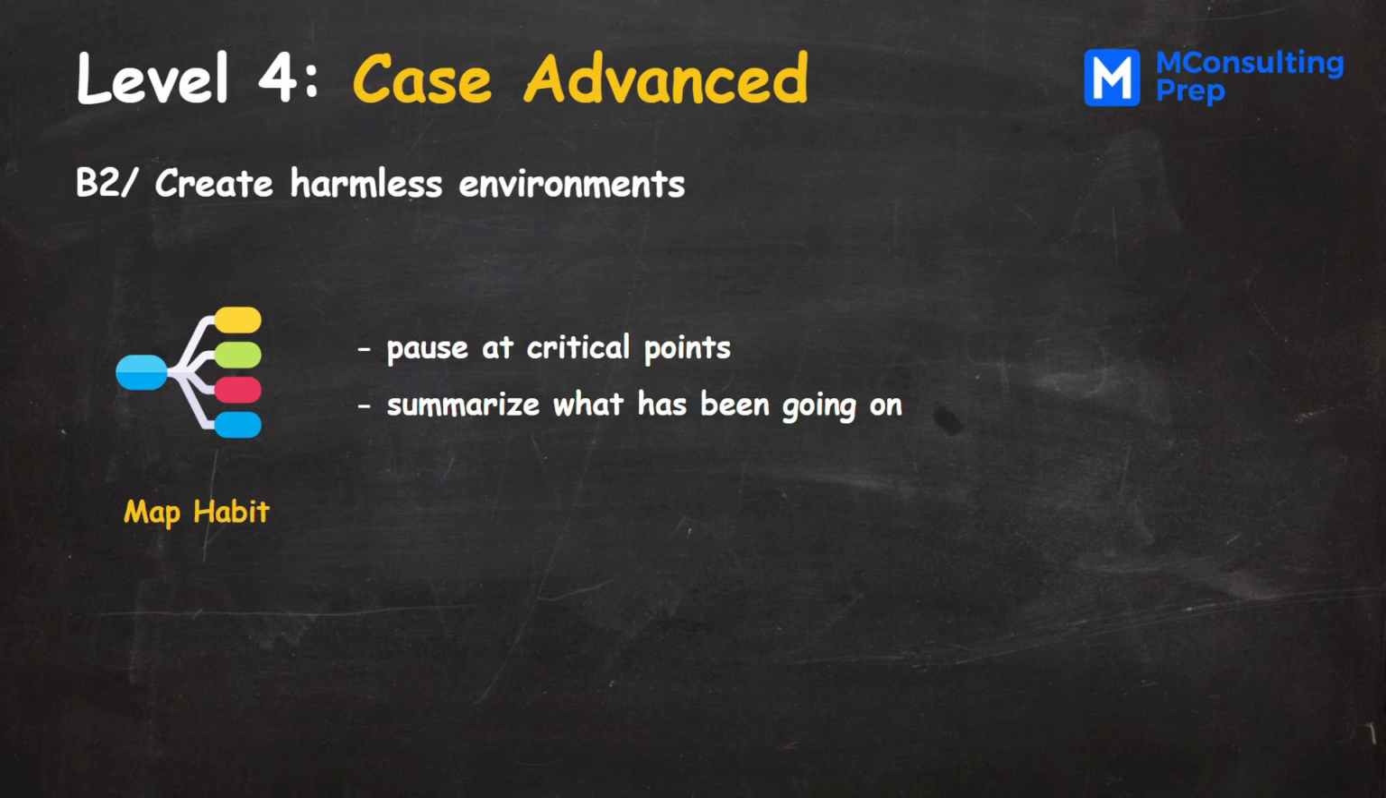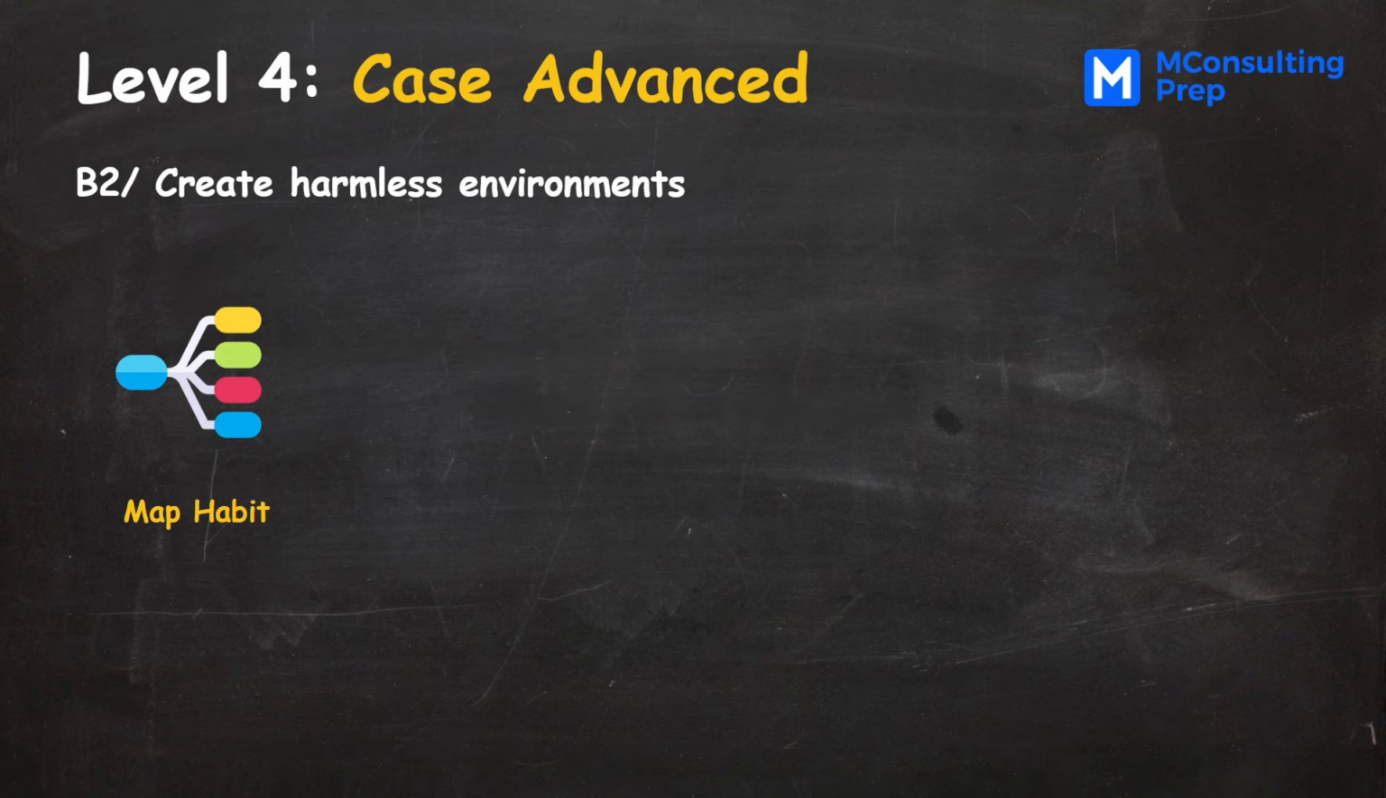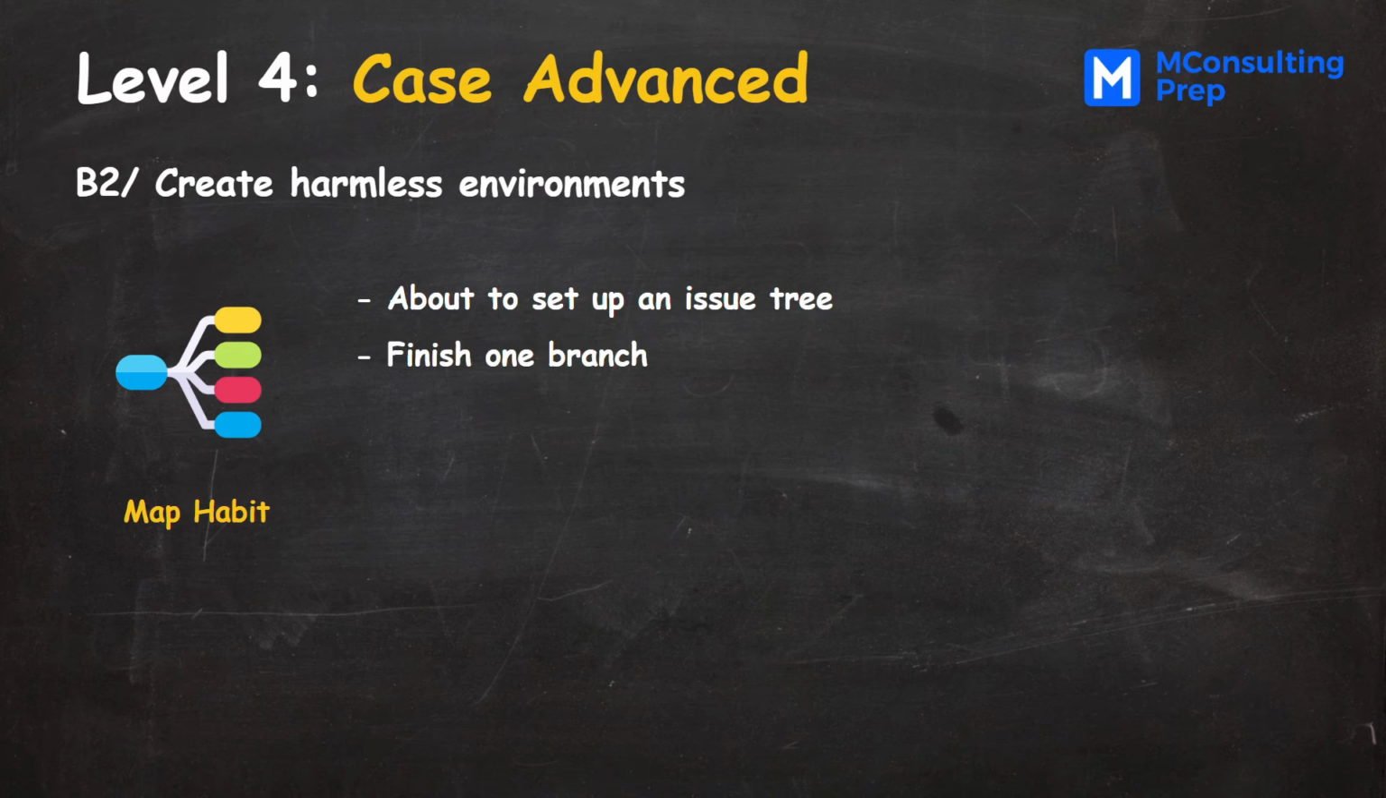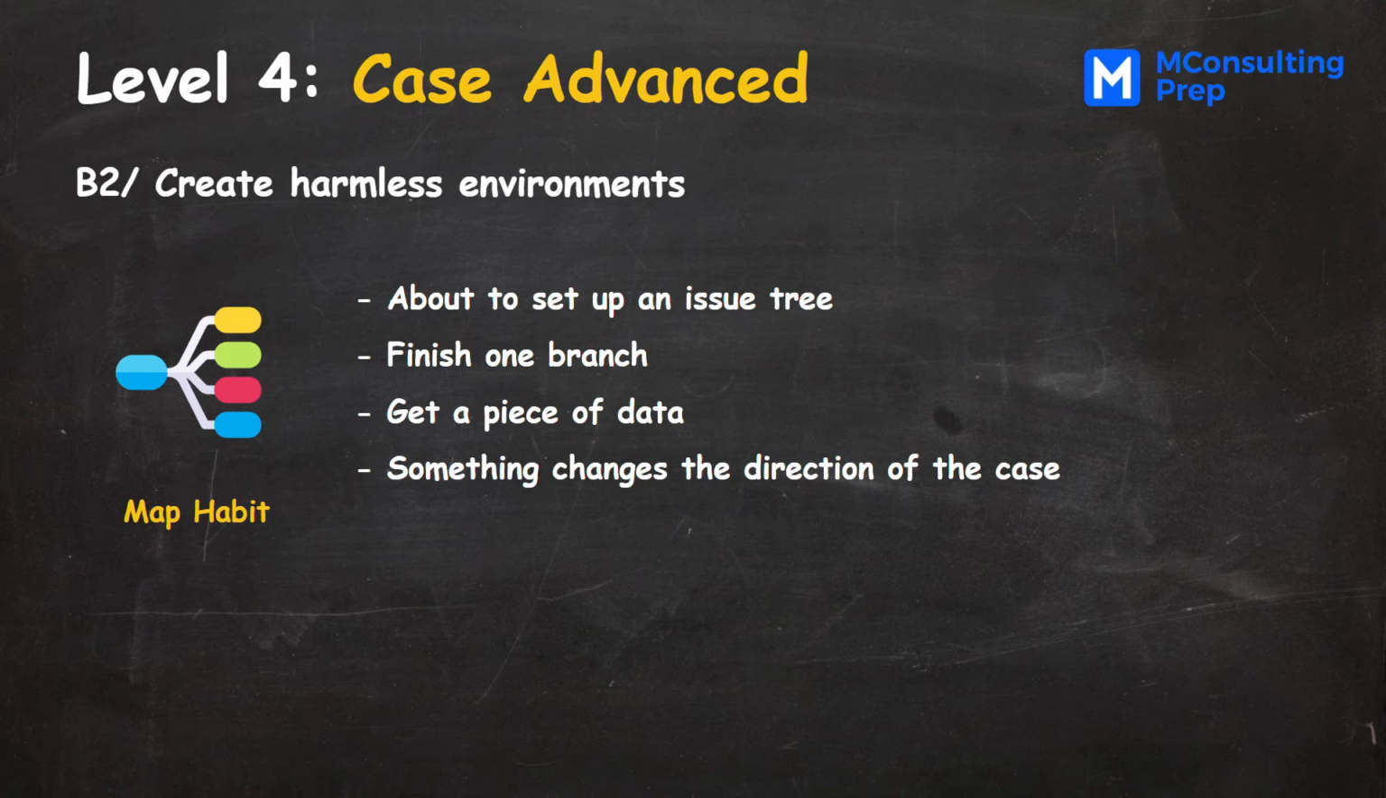Some of the common stop points to exhibit the map habit are 1. When you are just about to set up an issue tree or a mini issue tree. 2. When you just finished one branch or sub-branch. 3. When you just got a piece of data. 4. When you realize something that can dramatically change the direction of the case. Or 5. When you are just flat out stuck.